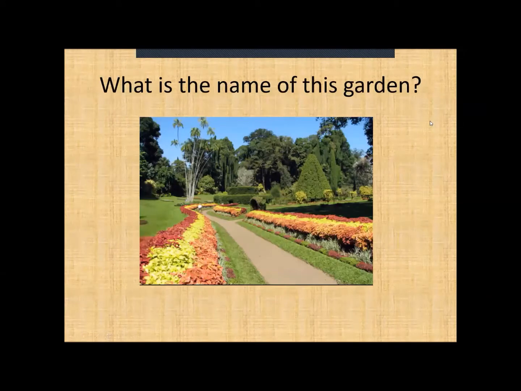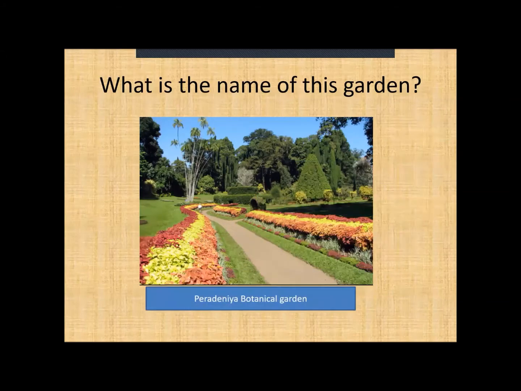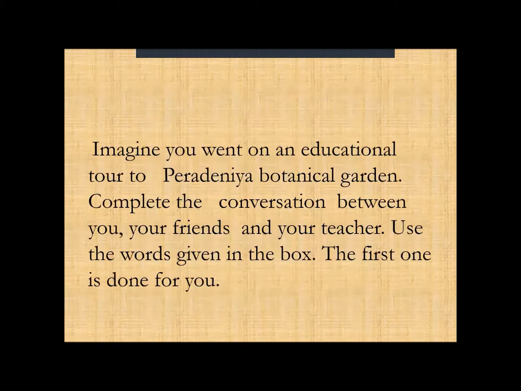Children, what can you see? So what is the name of this garden? Yes, that's right. It is Peradeniya Botanical Garden. Very good. This is question number 1 in your oral paper, paper 1. Let me read the question first.